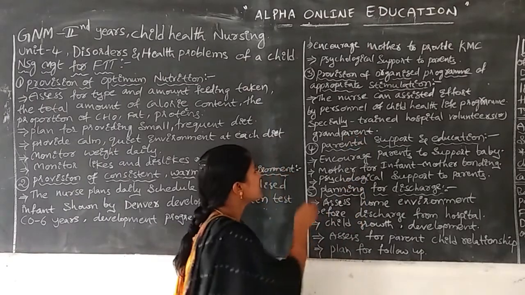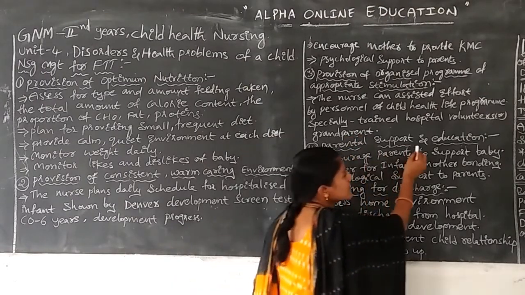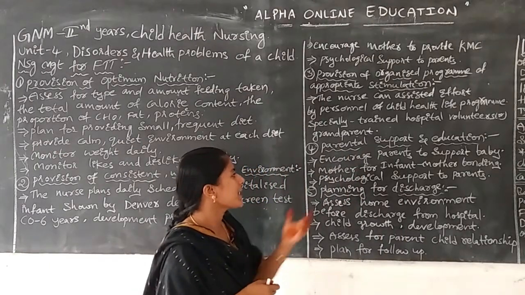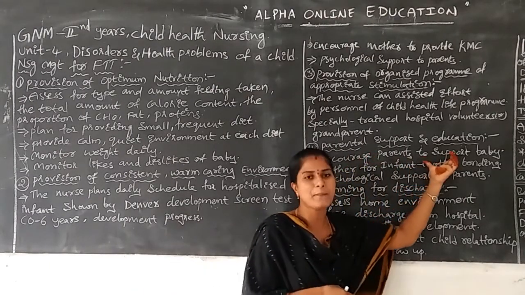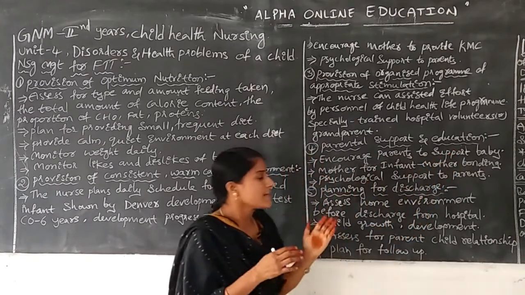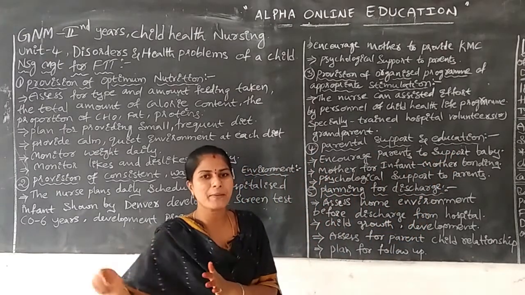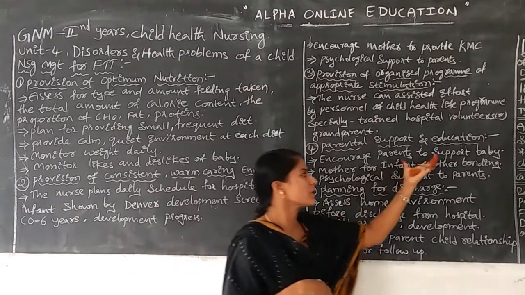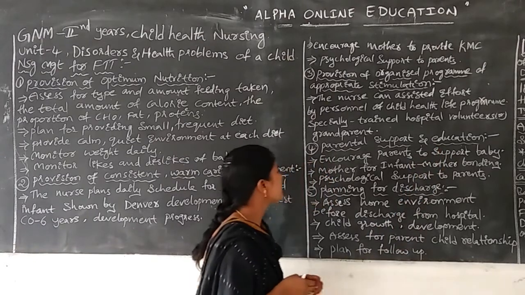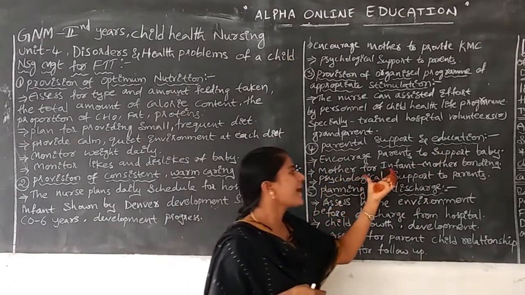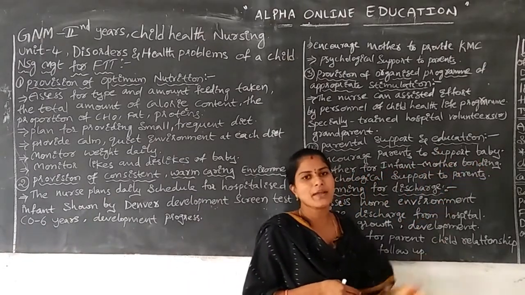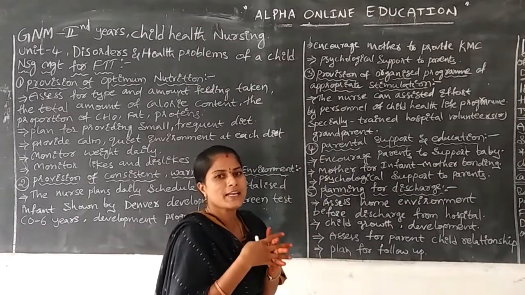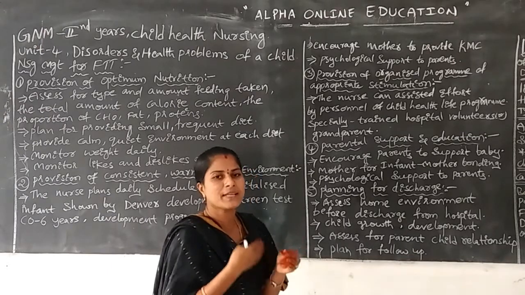Next, the fourth step is parental support and education. Here we encourage the parents to support the baby. The parents should always support the babies. Why? Because for improving their health, as parents we have to support the babies. Next is mother-infant bonding. Between the mother and her child, the bonding relationship should be improved for improving the child's health.